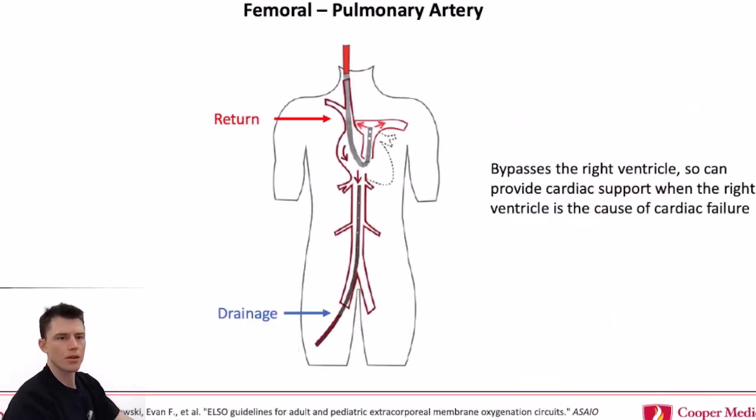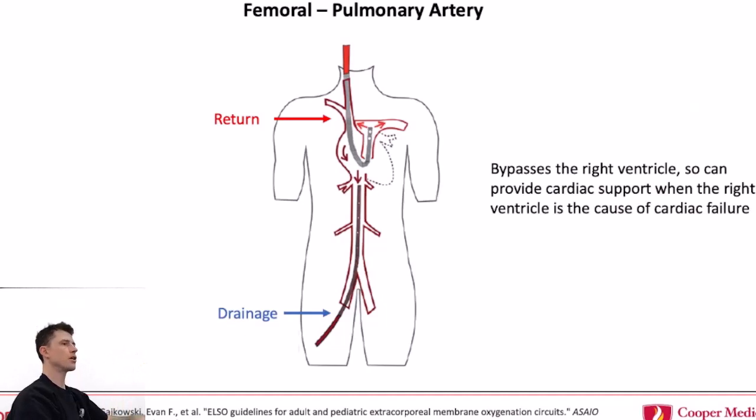Right? So this one actually does provide support to the right heart, and something that you may see more and more. We haven't done one of these here at Cooper yet that I'm aware of, but this is a nice solution for patients who have right ventricular dysfunction. And so what this is, we have a drainage cannula like before in the femoral vein going up into the inferior vena cava, draining the blood, going to ECMO, and then coming back.